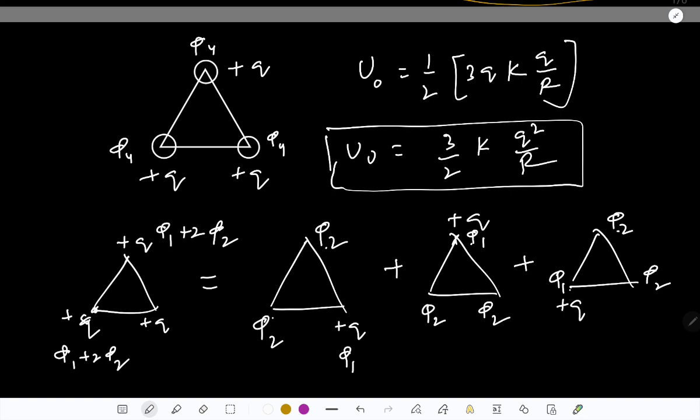And here you can see q1 plus q2 plus q2, that is q1 plus 2q2. So if we can find the value of phi 2, we can get the result. But the problem is, how can we find the value of phi 2?